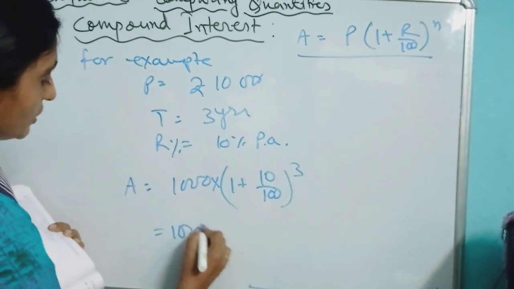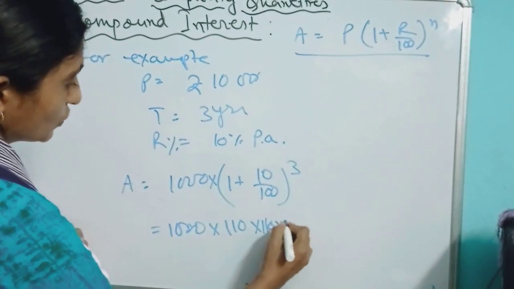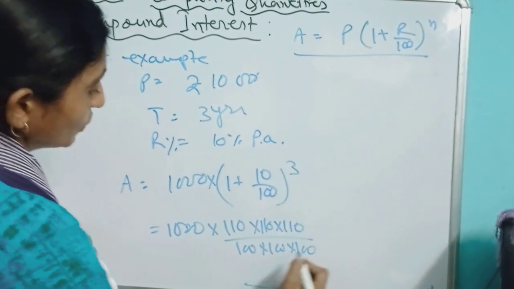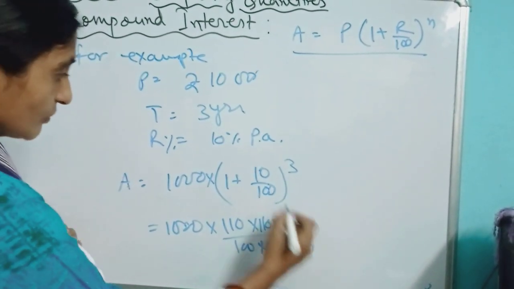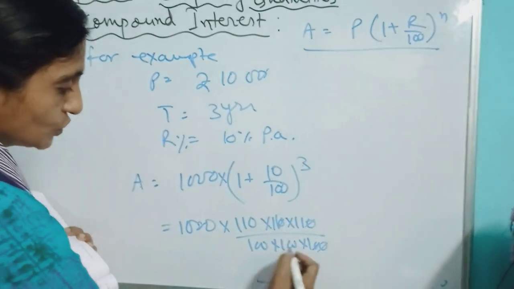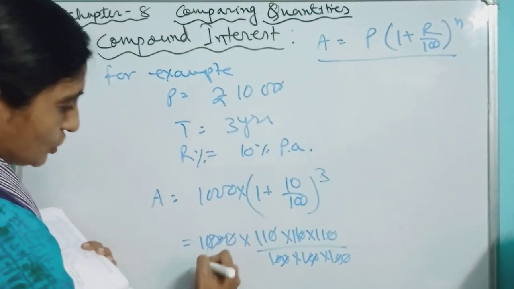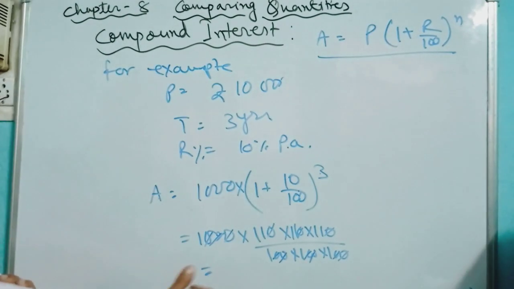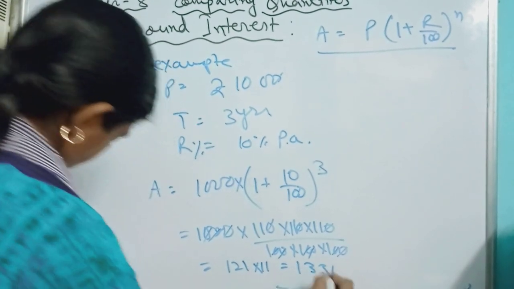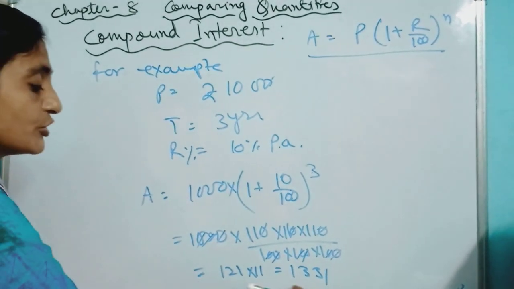So it will be 1000 into 110 into 110 into 110 by 100 into 100 into 100. Okay, so let's cancel. It is 3 times, that's why I have repeated these things 3 times. Cancelling the zeros, after multiplying, 121 into 11, I am getting 1331. So this is the amount you will get after the completion of 3 years.